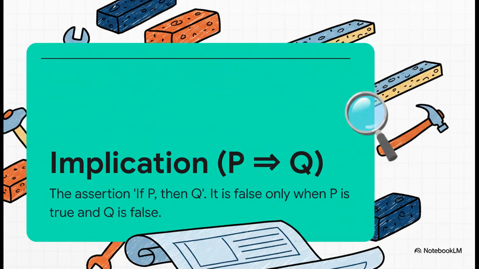All right, next up is the big one, the if-then statement. We call this an implication. This is the real engine of deduction. It's how we build a chain of logic. The rule is simple, but it's so important. An if-then statement is only, and I mean only, false if the if part is true, but the then part doesn't follow through. In every other scenario, the logical link holds strong.